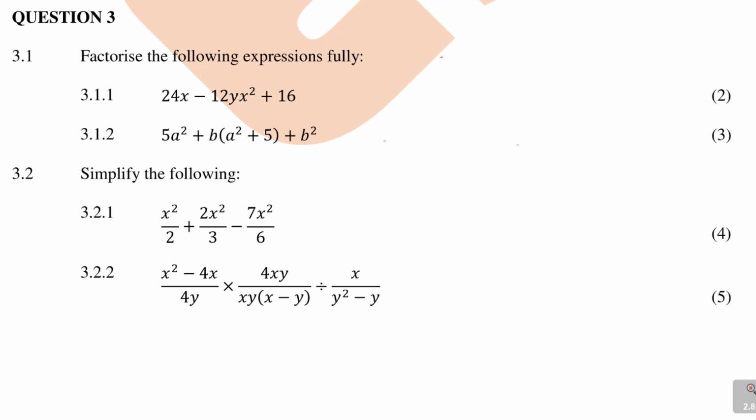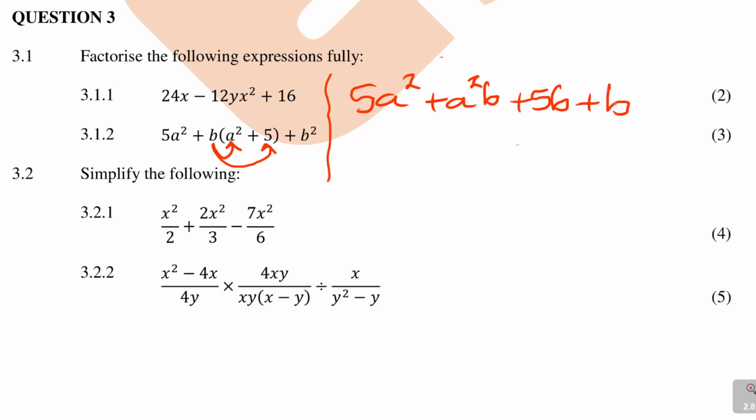I think the b must go in on the a. So we open the bracket, right? Let's open it up. So I will have 5a squared plus a squared b, plus 5b plus b squared. Then what do I do from there?